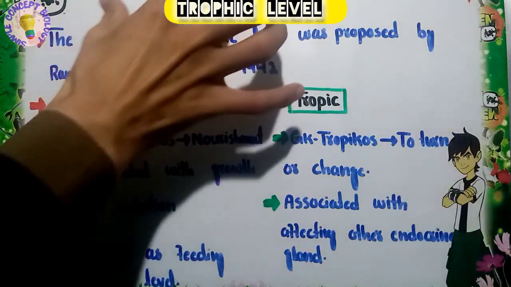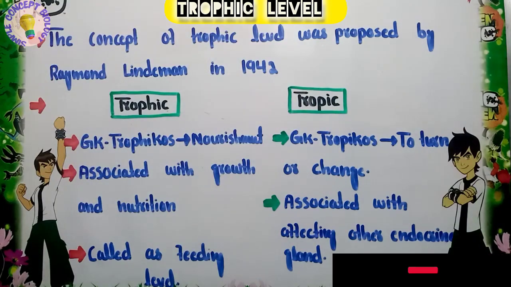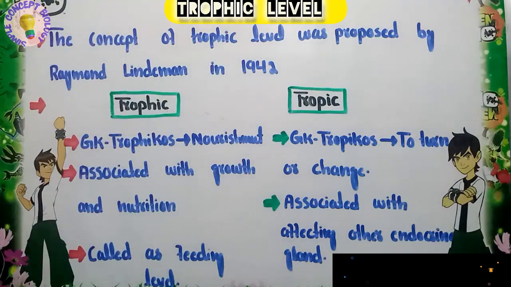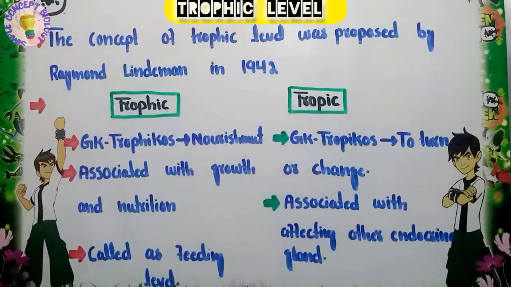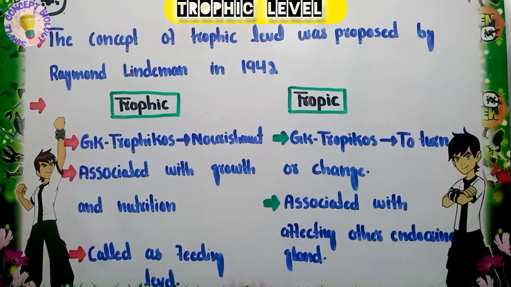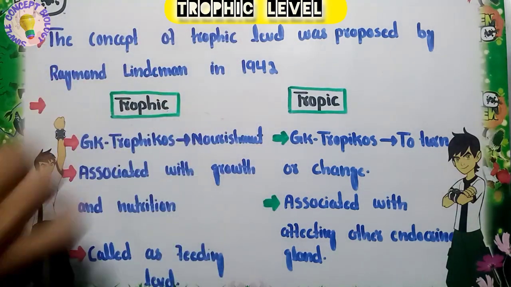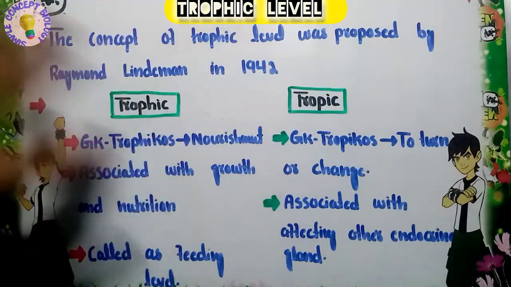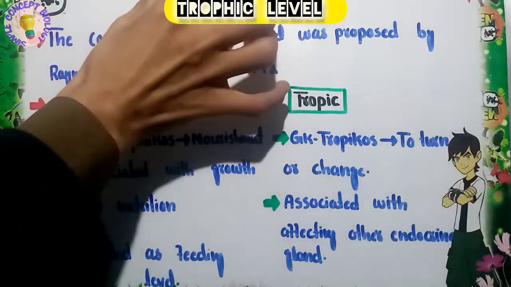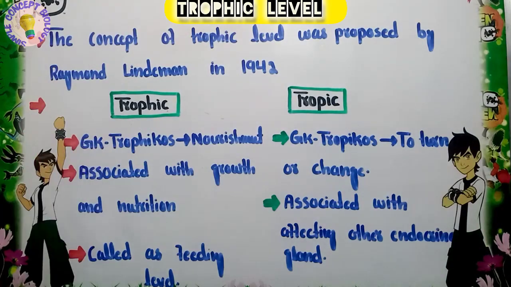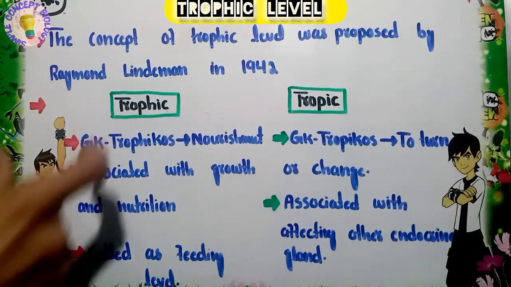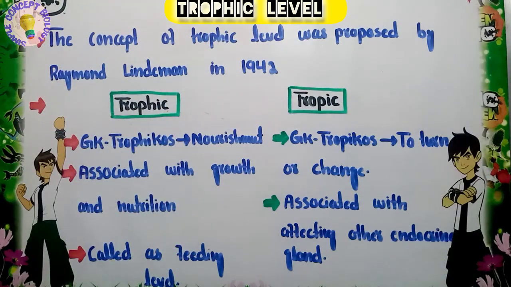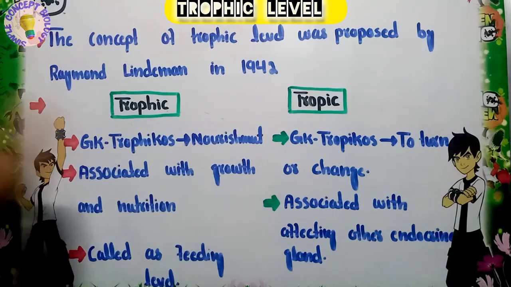Now we will talk about the term trophic. What does it mean? We have two terms related to trophic, and both are pronounced the same. One is pronounced trophic, and the other is also pronounced trophic. The main difference is that one has an H and the other is without H, and they have different meanings. The first one, trophic with H, is derived from a Greek word, the Greek term trophicus. This trophic means nourishment or feeding.